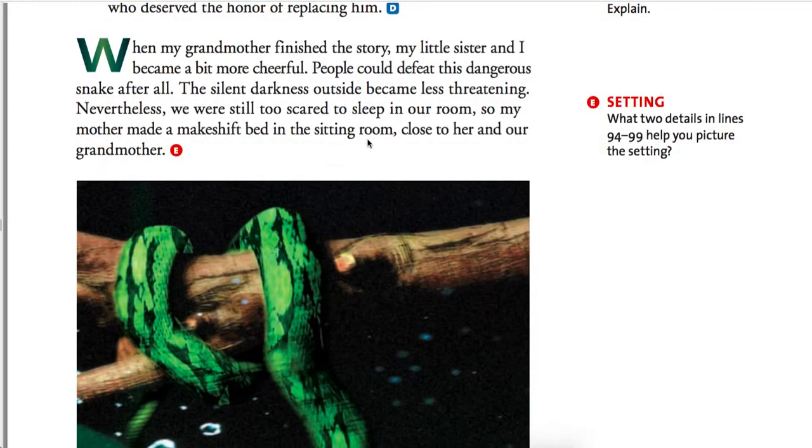So, again, reread 94 to 99, and what two details in these lines help you picture the setting? Pause now, fill out your sheet, and answer that question.